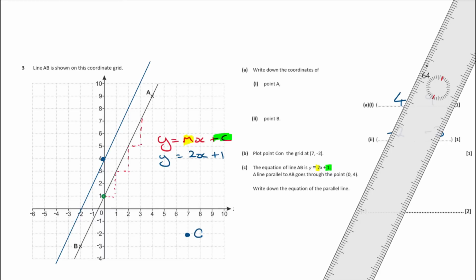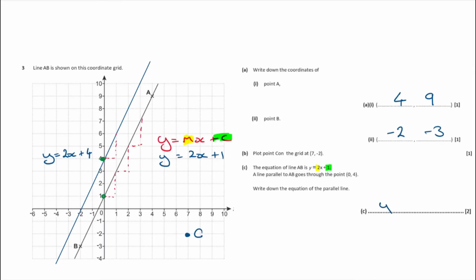Now the parallel line to that has the same gradient. So for every 1 you go along, you're going to go 2 up. So the equation of that line starts out the same way, y equals 2x, because it's got a gradient of 2. But the y-intercept is different. The first line passes through the y-axis at 1. The second line passes through the y-axis at 4. So this is the line y equals 2x plus 4. That's the line we're looking for.